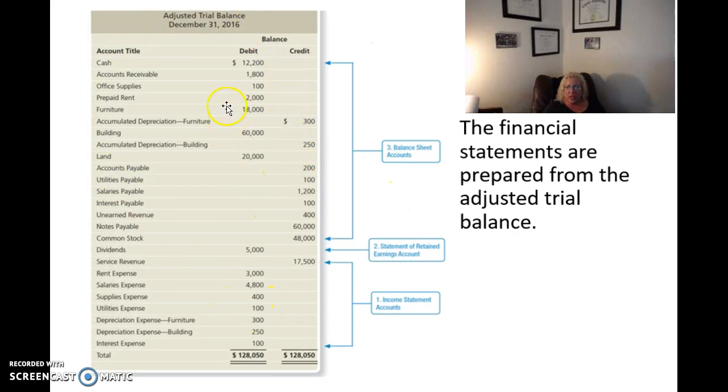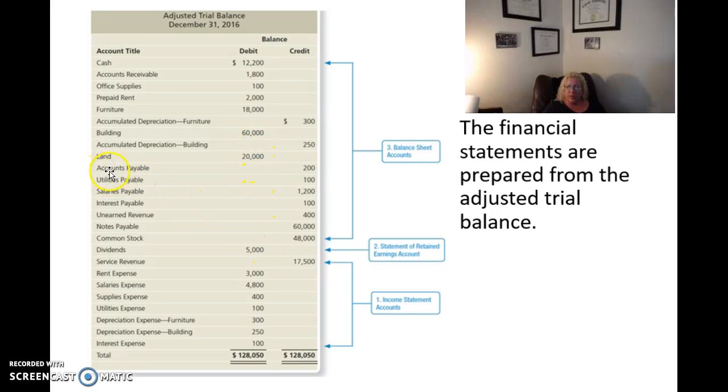This is a sample adjusted trial balance, and this is what we use to prepare the financial statements. So they're prepared from the adjusted trial balance. And as you can see, we have the account titles on the left. We have the balances here with the debits on the left and the credits on the right. And these would be the balances that are going to come from the ledger. So here we have cash of $12,200, accounts receivable of $1,800, office supplies at $100, and on down.